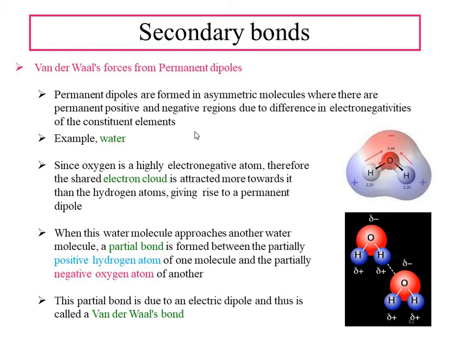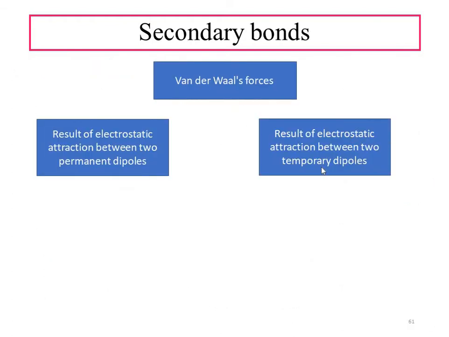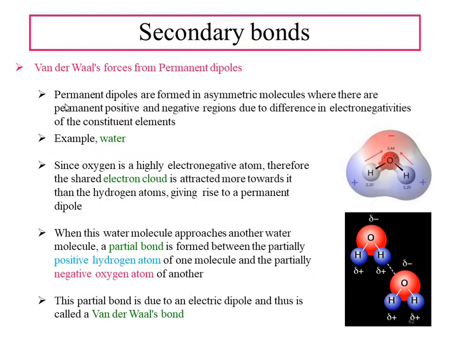What is a permanent dipole and what is a temporary dipole? Last time we discussed temporary dipoles. Here, permanent dipoles are formed in asymmetric molecules where there are permanent positive and negative regions due to the difference in electronegativities of the constituent elements. One example is water. For such a molecule, asymmetry is there. It is not symmetric.